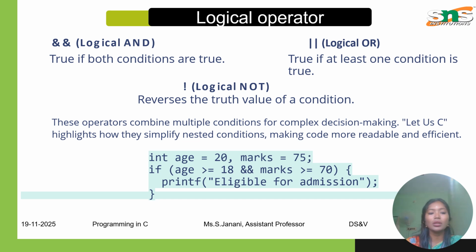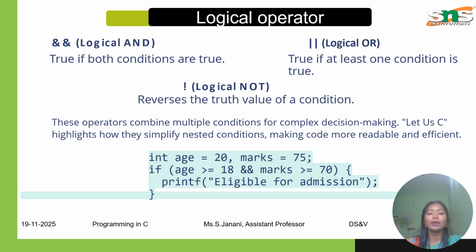So here we have used the logical operators: logical AND, logical NOT and logical OR. Logical AND checks the condition, and if both conditions are true, the whole statement is true and the program is executed. For OR, if at least one condition is true, the whole statement is true. The NOT operator reverses the truth value of the condition. These operators combine multiple conditions for complex decision-making, and they simplify nested conditions, making code more readable and efficient.